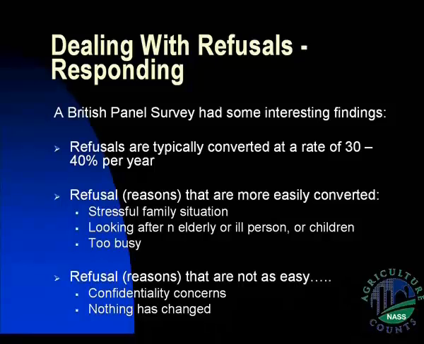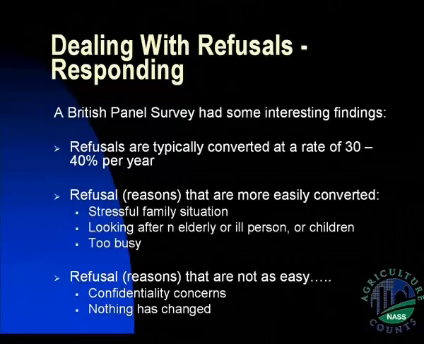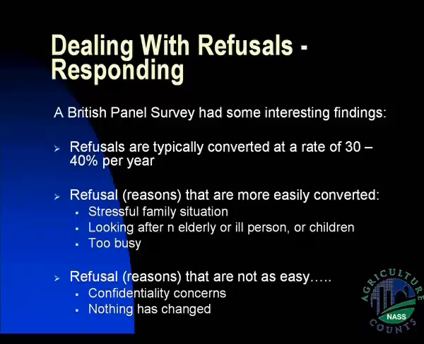And then reasons that are not as easily converted, maybe they have confidentiality concerns. These are really tough sometimes. But that's why it's important to remind them that they know that NAHMS made the initial contact. They know that their data and their name and address is protected by Title VII of the U.S. Code.